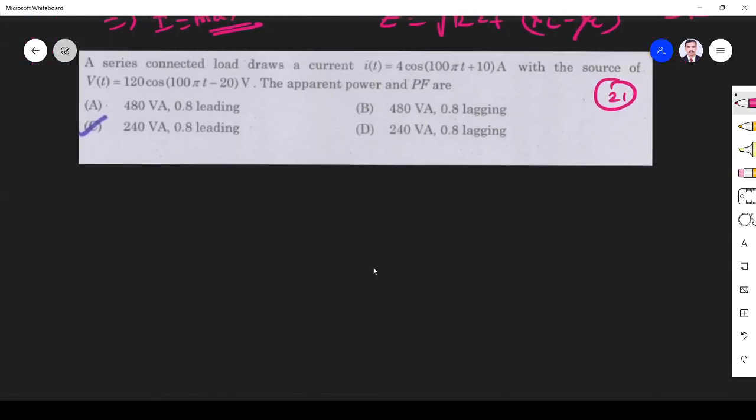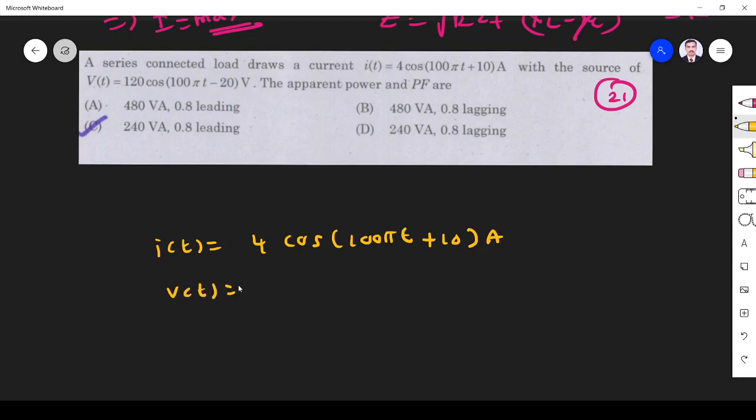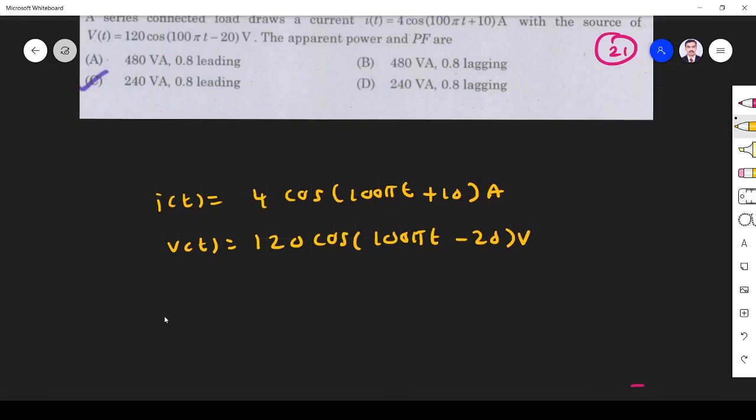Next one. A series RL circuit is connected. A series connected load draws a current i(t) as shown, with the source voltage as shown. What are the apparent power and power factor? i(t) is 4 cos(100πt + 10°) ampere. v(t) is 120 cos(100πt − 20°) volt. What do they ask? Apparent power.